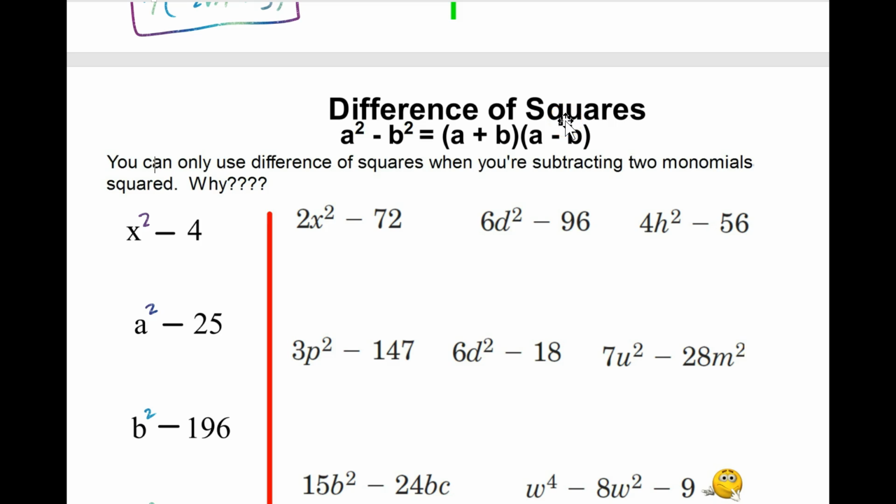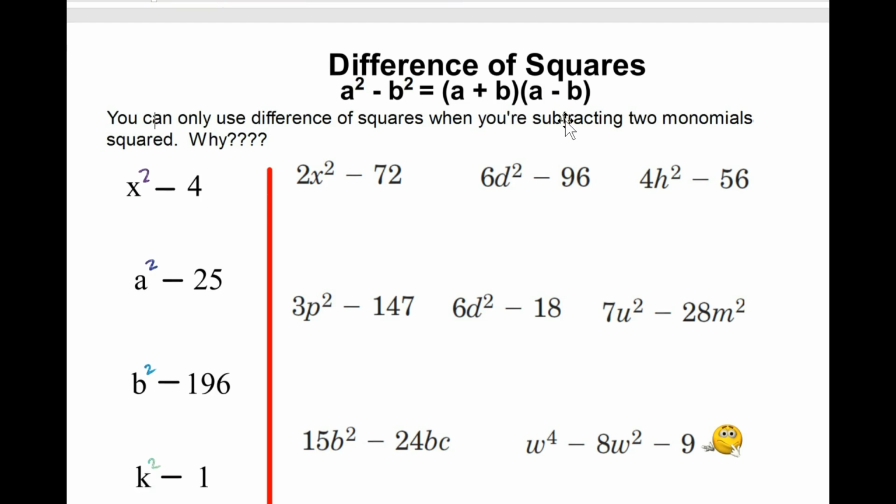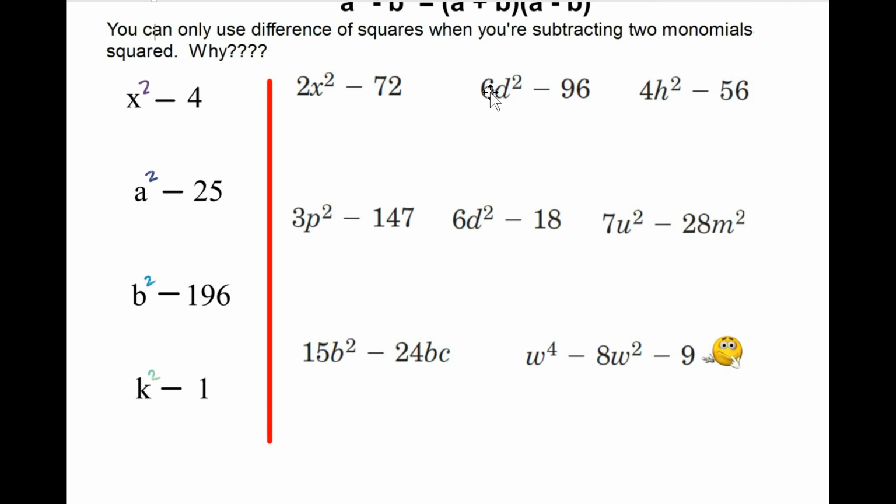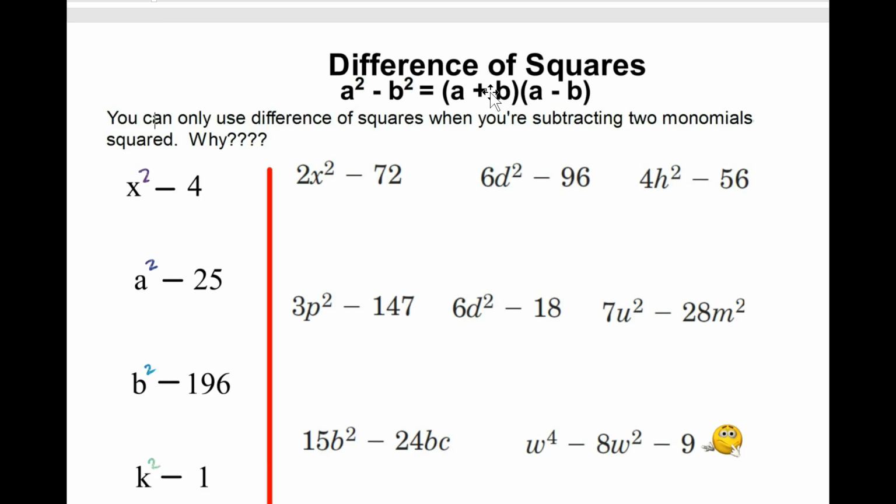So when we see two monomials being subtracted, after we ask ourselves, did we factor out a GCF, did we factor it out? We ask ourselves, is this the difference of squares? And if it is, then let's write it. Now, there is no addition of squares. We will see that later on in another lesson.